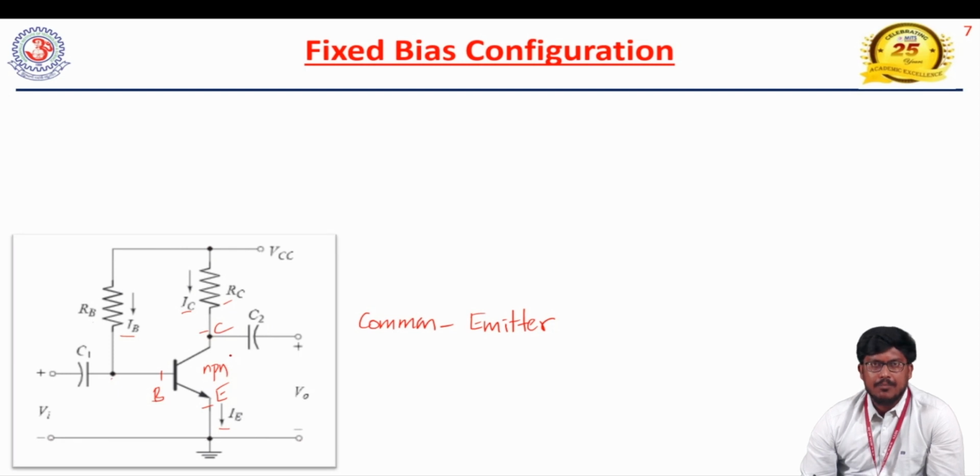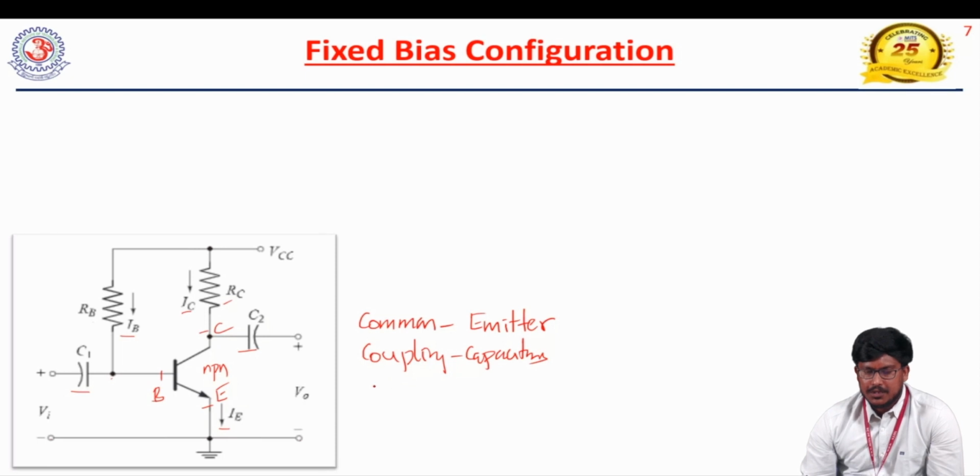For amplification purposes, we are going to prefer this type of configuration. And we are also going to use capacitors at the input side and also at the output side. These capacitors we call coupling capacitors. The main function of these coupling capacitors is to block the DC, and they will pass only the AC during the amplification purpose. Here we are mainly concentrating on biasing, which means we are going to do the DC analysis.